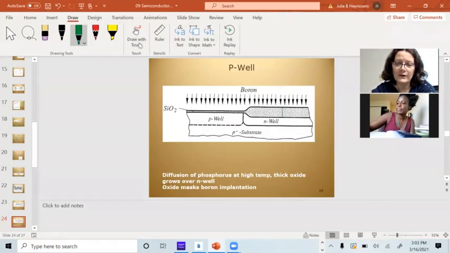But there's a thicker oxide. Wow, it's working. There's a thicker oxide over the regions where I don't want the P well, and there is a thinner region that the boron can penetrate where I do want the P well. All of this is chemical, materials, engineering, processing.